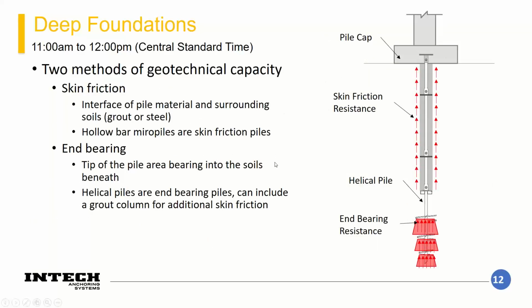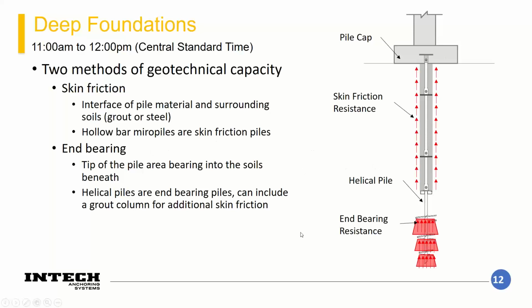So all deep foundations, regardless of which deep foundation you have, they're all going to get their capacity through either one or both of these methods here. So skin friction, that's going to be the interface of your pile interacting with the soil around it. So in this example to the right, this is actually a helical pull-down pile. So you have your helical plates down here, but after your lead section, there's actually a grout column that gets pulled down. And that grout is going to bond to those surrounding soils and provide resistance through skin friction.